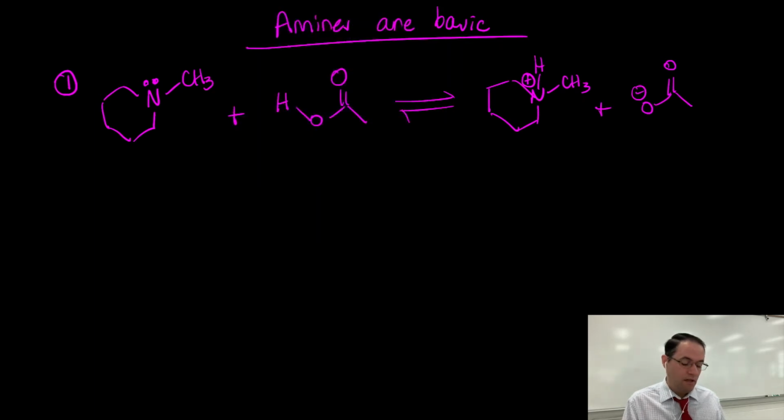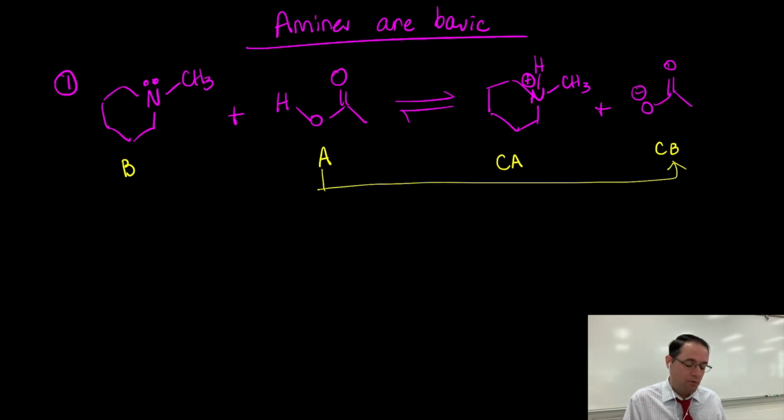Okay? And so first, you should know how to label the base. The amine is your base, okay? This is acetic acid, that's the acid. On the right, we have the conjugate acid and the conjugate base. Remember that always the acid forms the conjugate base and the base forms the conjugate acid, okay? So it's the flip side of the reaction.